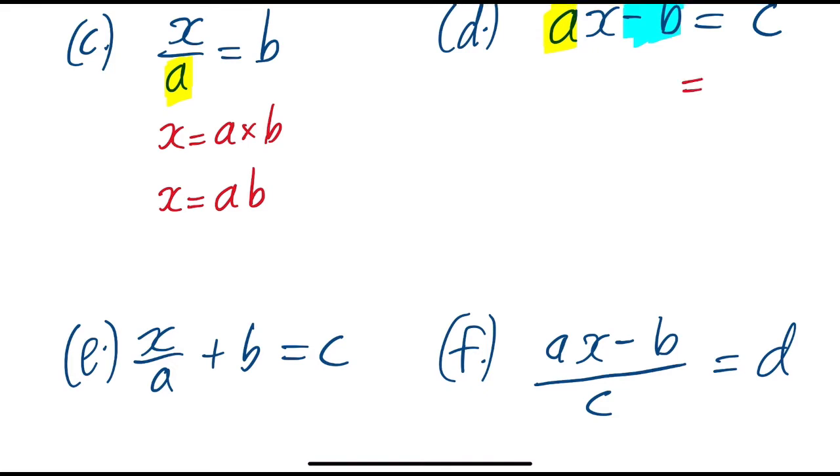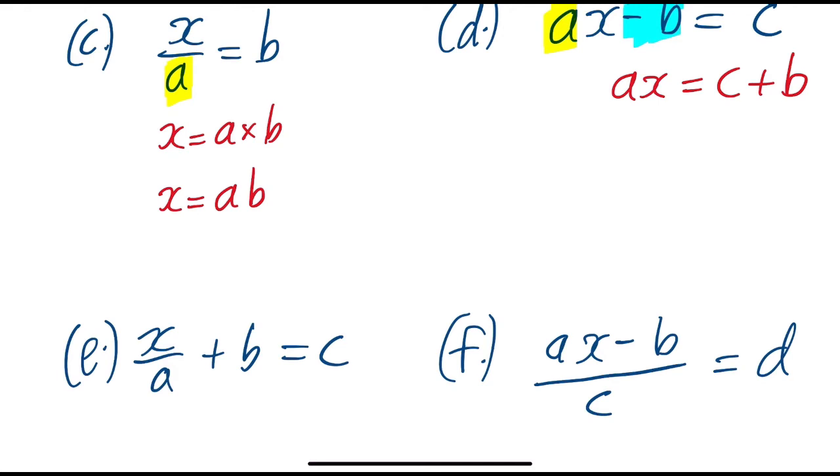So that b is going to go across to the other side. It was minus b, it goes across. The opposite of taking away b is adding b. And your ax stays where it is. So nothing has happened to your ax, and you still have a in front of the x.